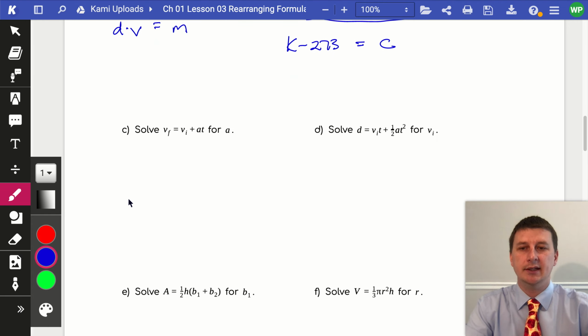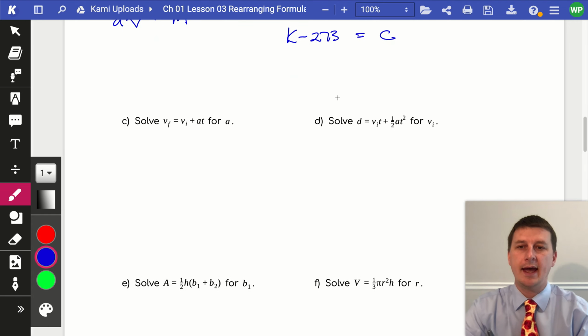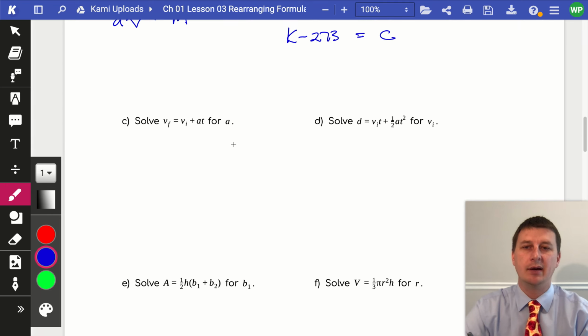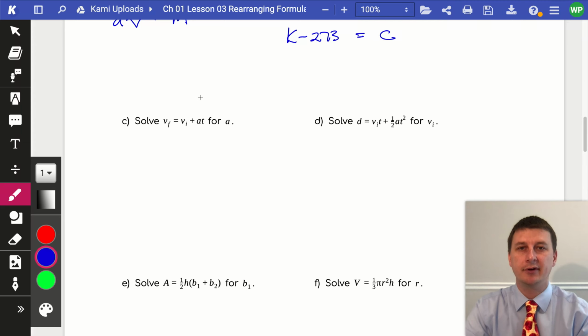In part C, I have solve v sub f equals v sub i plus at for a. So now I have a couple more steps. And this v sub f and v sub i are two different variables. You can't combine a v sub f with a v sub i. You can only combine the same variables with the same subscripts. And since these two variables have different subscripts, they're two different variables.